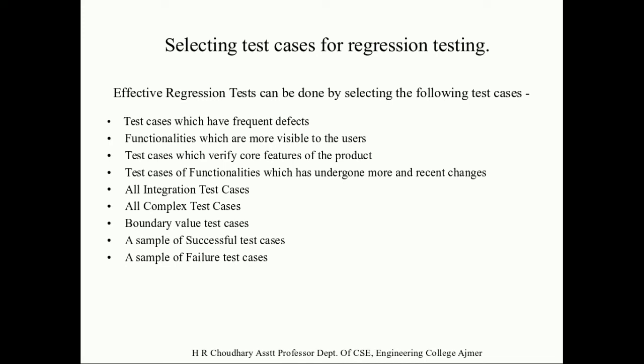After that, we look at all complex test cases. We should select all complex test cases, because any change we have made in the software can affect the software functionality. So that's why there is a requirement to select complex test cases. Then boundary value test cases, yes, they are also necessary, because after changing the software the boundary values may be affected, so there is a need to retest. A sample of successful test cases we should also select. And then the last, a sample of failure test cases, which is also considered negative testing.